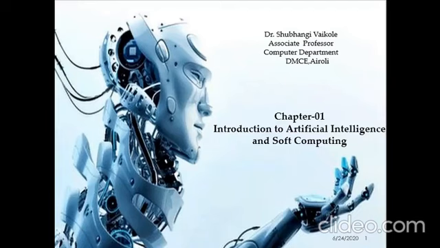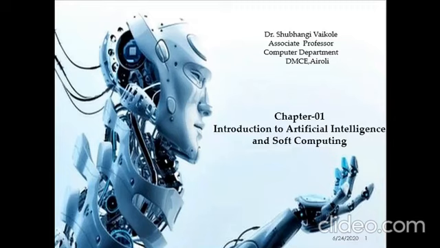So in the AISC subject, in total we have 6 topics. The first topic is the introduction to AI. The second topic is problem solving: what are the different agents that are used to solve problems? The third topic is the knowledge base agent, reasoning and planning. The fourth chapter is about fuzzy logic. The fifth chapter is about artificial neural networks. And the sixth topic is about expert systems.